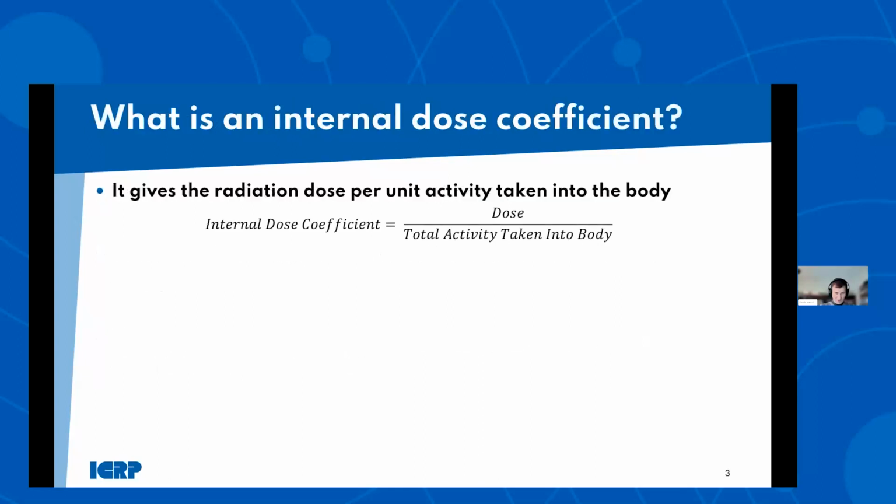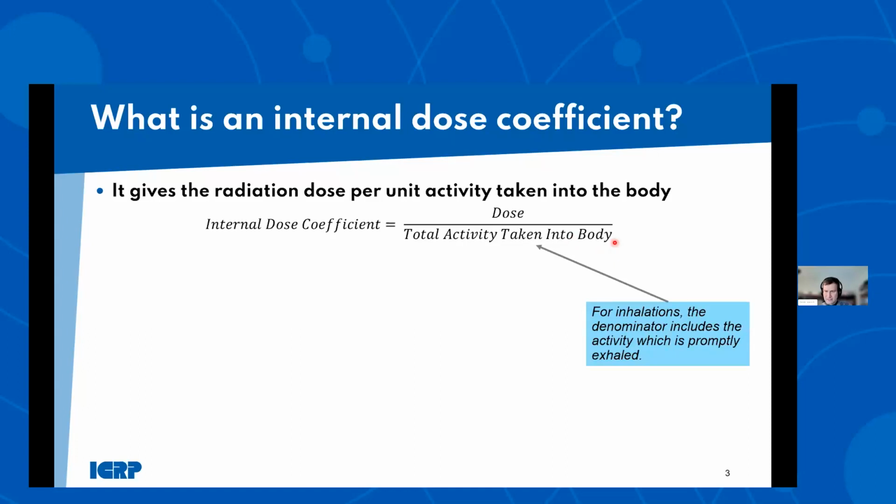So in general, an internal dose coefficient gives the dose per unit activity taken into the body. And note that for inhalations, this term in the denominator needs to include the activity which is promptly exhaled. So if the radioactive material comes to the mouth or the nose, it counts toward the denominator, even if it very quickly goes back out.